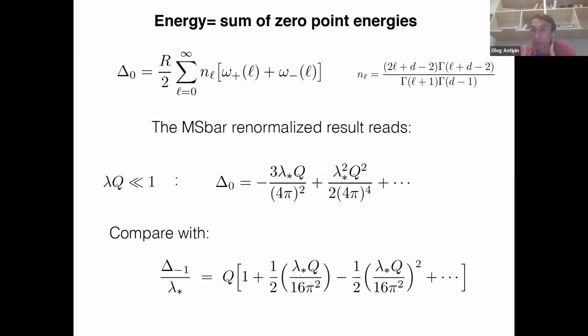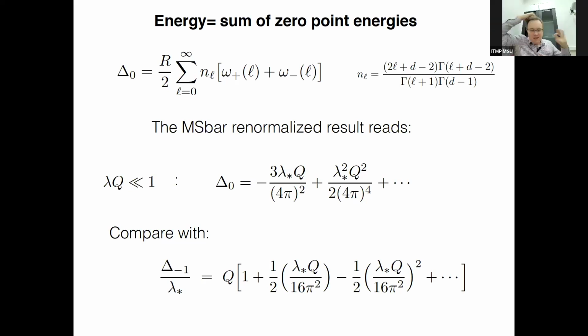You have to be in the same scheme. So the classical result is valid in the same scheme. There's no running, so it's classical. But to compare delta 0, you have to compare in the right scheme. In this case, it's MS bar. That's why, for example, Sasha computes in MS bar, and we compare with MS bar, and that's why it matches.